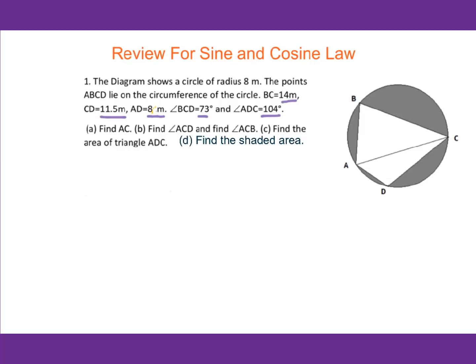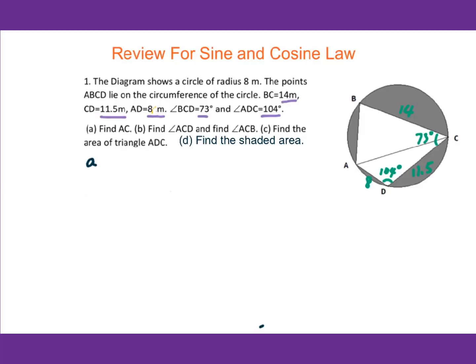First of all, you need to label the diagram with the given information. So we got BC is 14. CD equals 11.5. AD equals 8. Angle BCD, that's 73 degrees. Angle ADC equals 104 degrees.